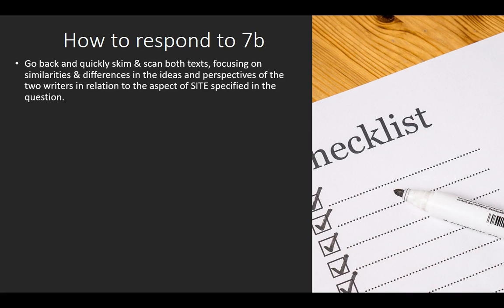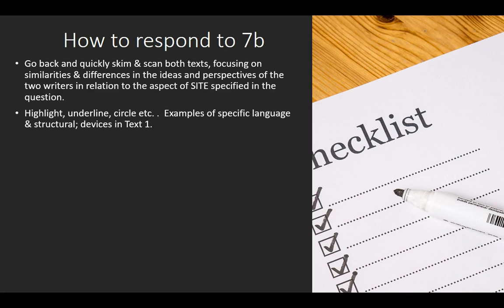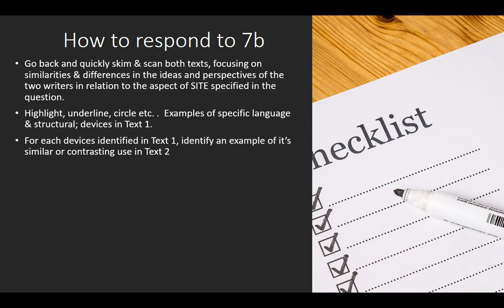Again, go back and quickly skim and scan both texts, this time focusing on similarities and differences in the ideas and perspectives. As you do so, highlight, underline, circle, just identify in some way examples of specific language and structural devices that you can use from text 1. For each of the devices you've identified in text 1, you need to identify an example of its use in text 2, which is either similar or different. Obviously you've got to provide examples from both texts.